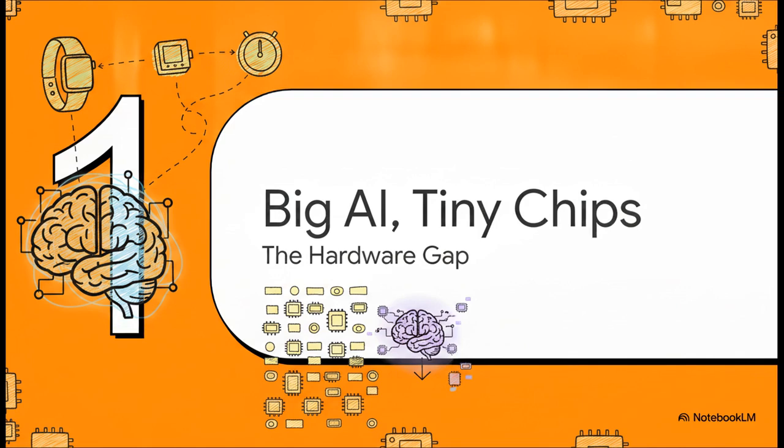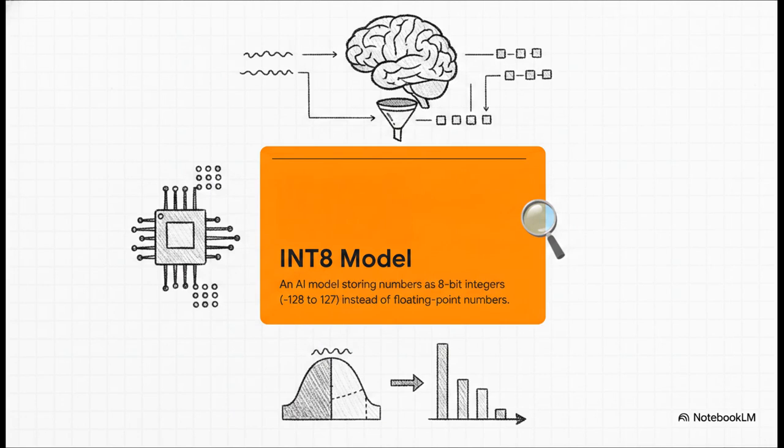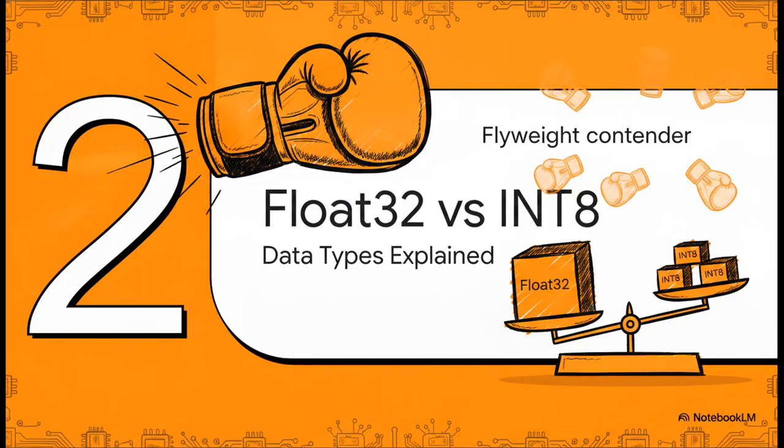All right, kicking things off with section 1, big AI, tiny chips. To bridge that massive hardware gap on these tiny chips, the solution is creating an INT8 model. Basically, this is an AI model where the vast majority of its calculations and weights are stored as 8-bit integers. Instead of giant, continuous numbers with these crazy long decimal tails, we simply limit the numbers to a range from -128 to +127.